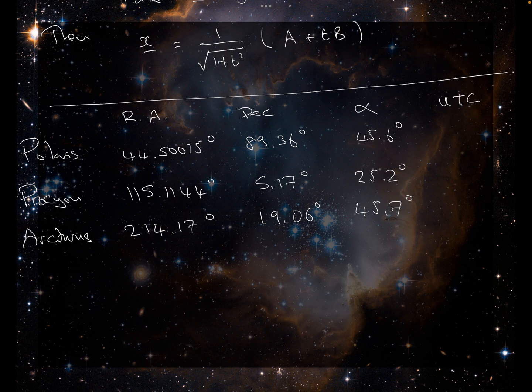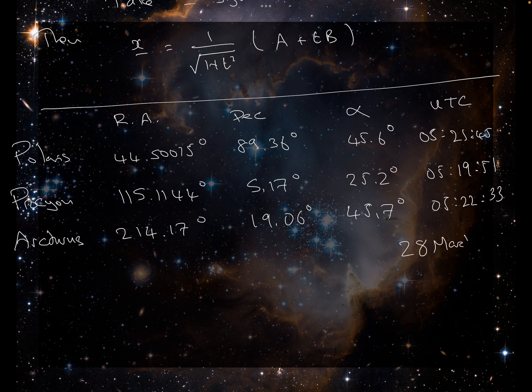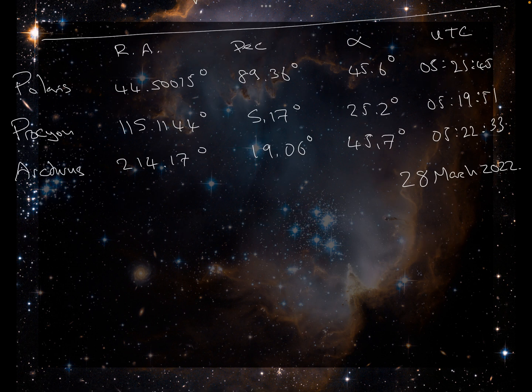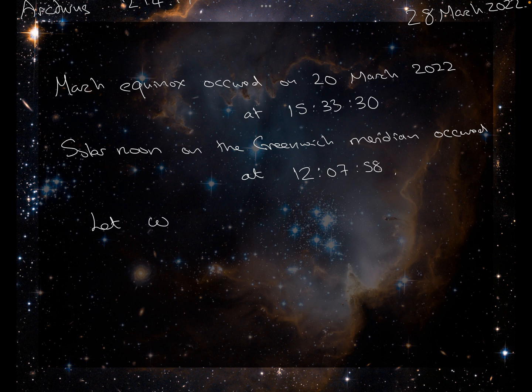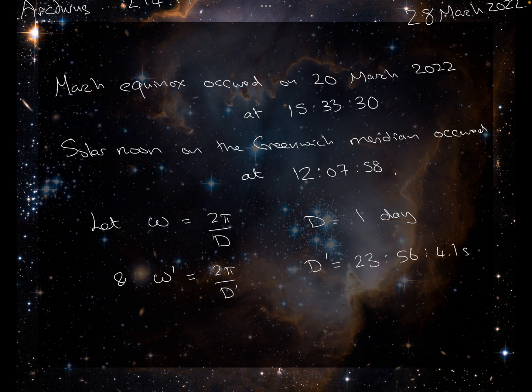The time of each of these in universal coordinated time, that's GMT, was 5:21:45, 5:19:51, and 5:22:33. These times occurred on the 28th of March 2022. Next, we need to know that the March equinox occurred on the 20th of March 2022 at 15:33 and 30 seconds, and the solar noon on the Greenwich meridian occurred at 12:07 and 58 seconds. Let omega be 2 pi over d, where d is 1 day, and omega primed will take to be 2 pi over d primed, where d primed is 23 hours, 56 minutes, 4.1 seconds, which is 1 sidereal day.